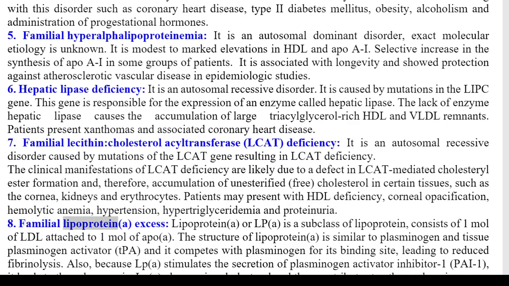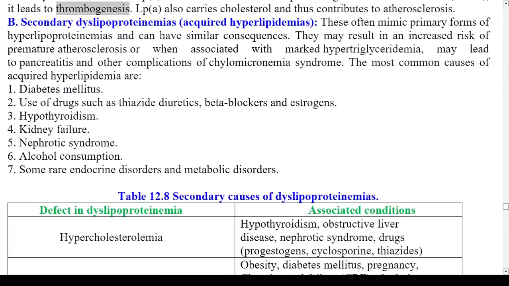8. Familial lipoprotein(a) excess. Lipoprotein(a), or Lp(a), is a subclass of lipoprotein that consists of 1 mole of LDL attached to 1 mole of ApoA. The structure of lipoprotein(a) is similar to plasminogen and tissue plasminogen activator, tPA, and it competes with plasminogen for its binding site, leading to reduced fibrinolysis. Also, because Lp(a) stimulates the secretion of plasminogen activator inhibitor 1, PAI-1, it leads to thrombogenesis. Lp(a) also carries cholesterol and thus contributes to atherosclerosis.